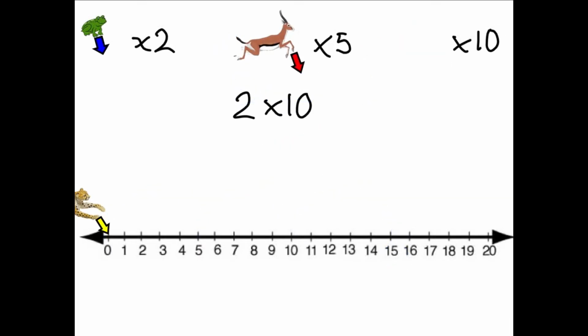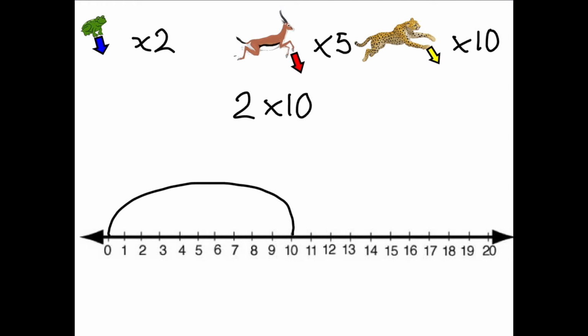Last of all, we've got the cheetah. And so he jumps in jumps of 10. So we've got 2 jumps of 10 for 2 times 10. So that's not going to take very long, is it? 1 jump of 10, 2 jumps of 10. And if I draw that, we've got 1 jump of 10, 2 jumps of 10. So 2 times 10 equals 20.